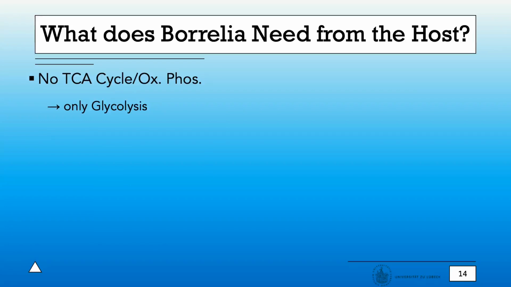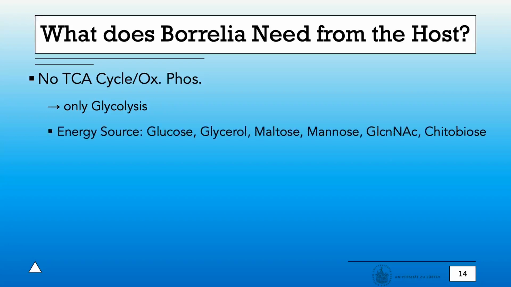The 6 principal carbohydrates it can use as energy source are glucose, glycerol, maltose, mannose, N-acetylglucosamine, and chitobiose, which is an N-acetylglucosamine dimer. At least in vitro, trehalose was another possible energy source. Glucose can be taken up by the ABC transporter as well, glucose-6-phosphate or glycerol by other transferases.